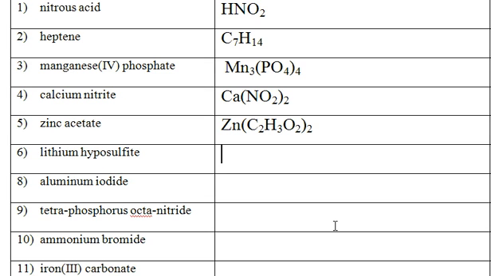Looking at example number 6, we have lithium hyposulfite. The hypo means that we have 2 less oxygens than the regular ATE ending. So lithium has a +1 charge. Sulfate, SO4, has a -2 charge. The hyposulfite, which has 2 less oxygens than the sulfate, has a -2 charge total, so we're going to need 2 lithiums.